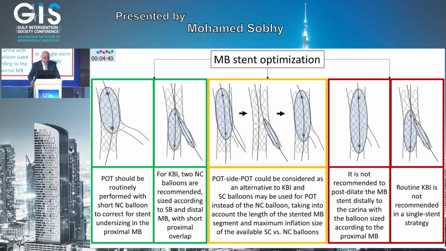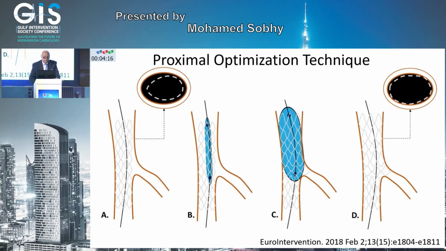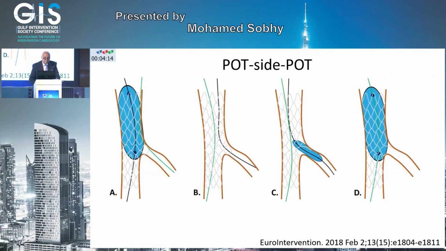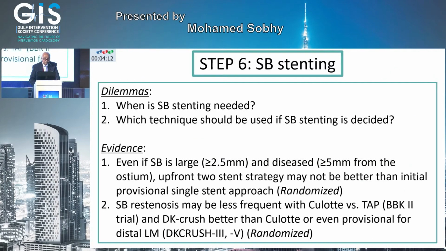POT. Take into account the length of the stented main branch segment and the maximum inflation size of the available semi-compliant versus non-compliant balloon. It is not recommended to post-dilate the main branch stent distally because the carina would be shifted with the balloon size according to the proximal main branch. Routine final kissing is not recommended in a single stent strategy. This is the proximal optimization, and this is POT and then side, POT.